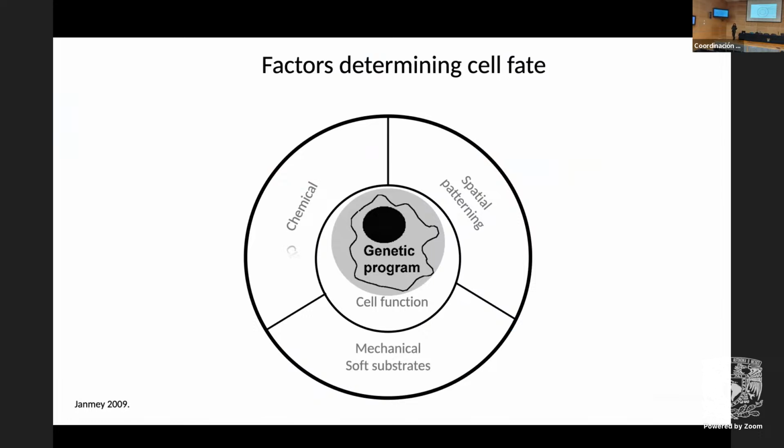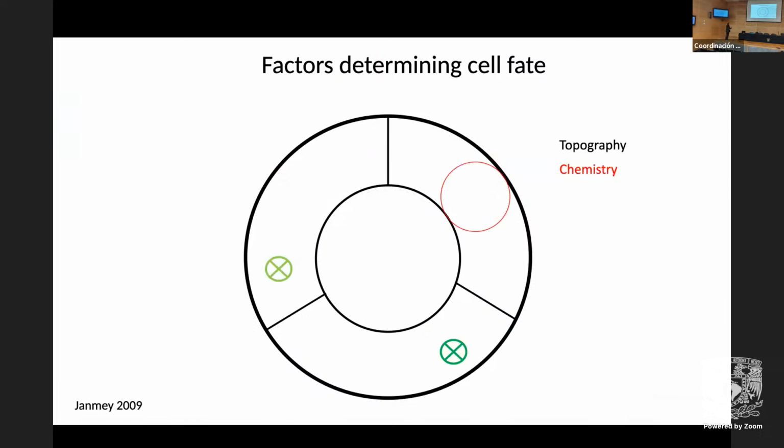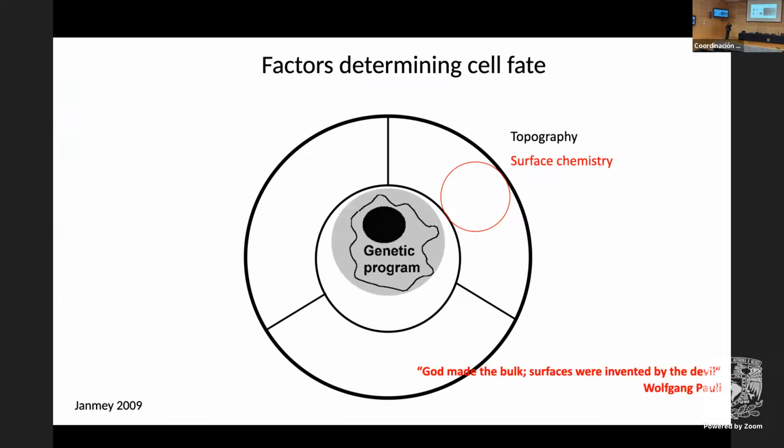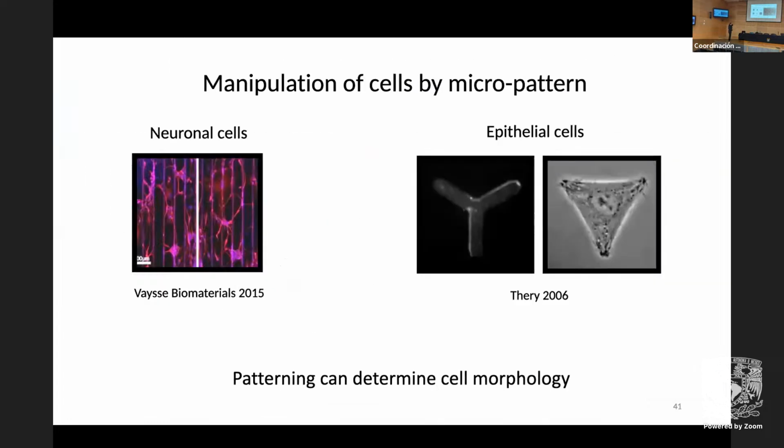And this is a quote from Wolfgang Pauli, who said, God made the bulk, surfaces were invented by the devil. And I think Matthew made a comment on that, that surfaces, whoever worked with that, you know that it's horrible. No, I think it was Pierre who said that you can have the protocol, but it's not going to work for surfaces. All right. So all this story of patterning goes back to this paper.